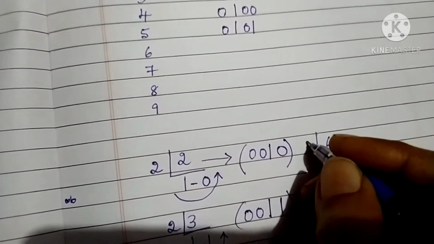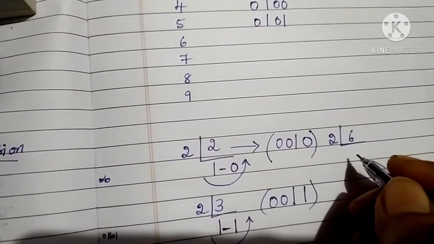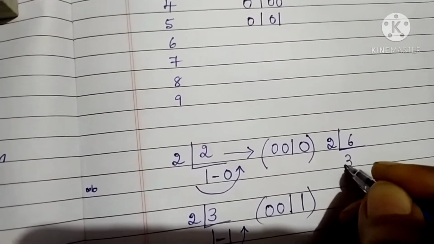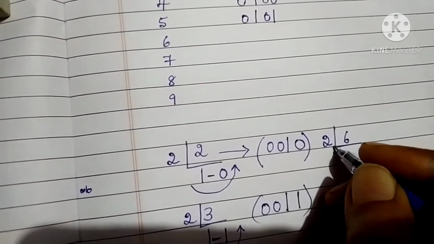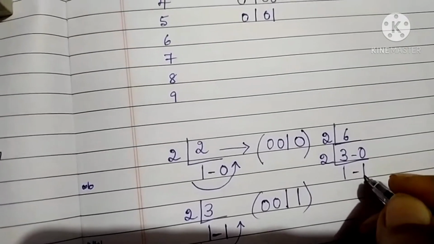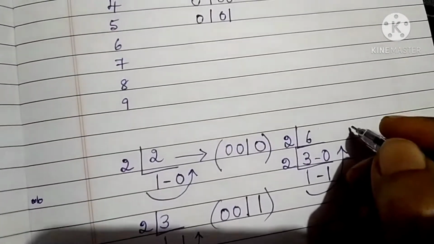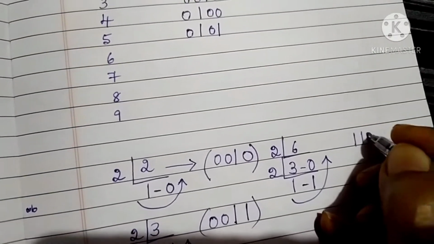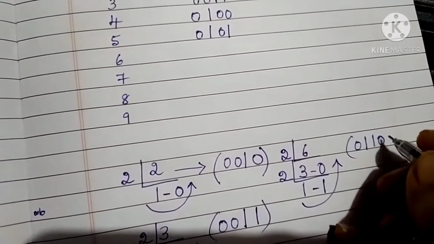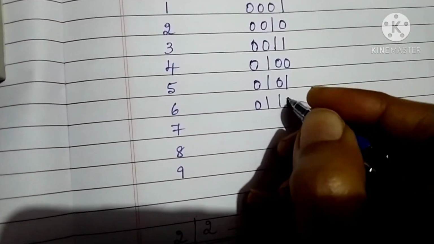Similarly for 6, again divide by 2, because the base of BCD or binary is 2. 2 3s are 6, remainder is 0. 2 1s are 2, it is going to be 1. So here the answer is 1 1 0. Append with 0. So 0 1 1 0.